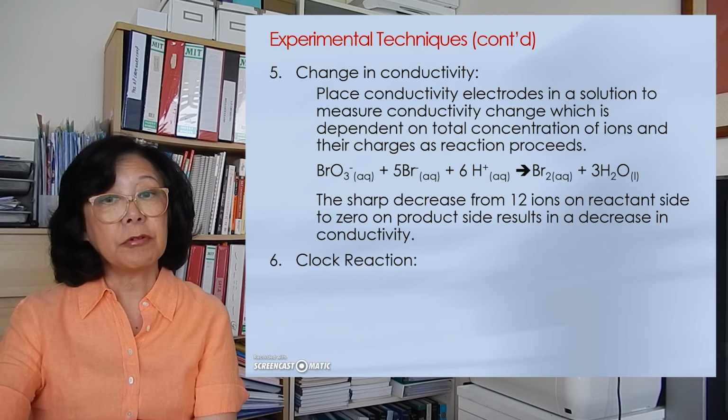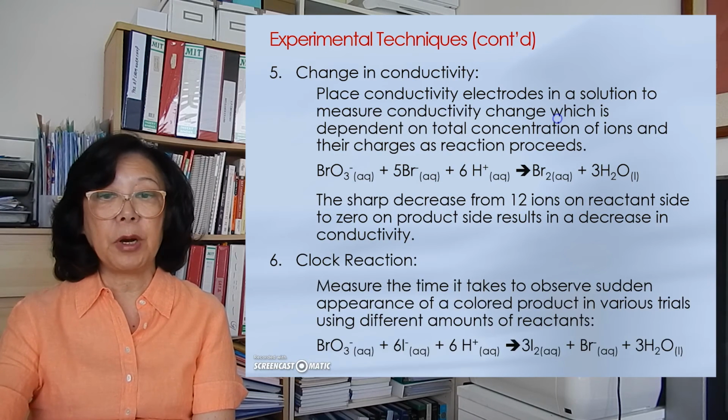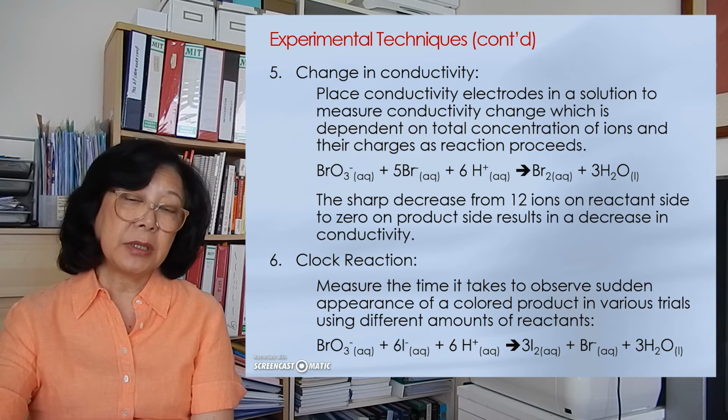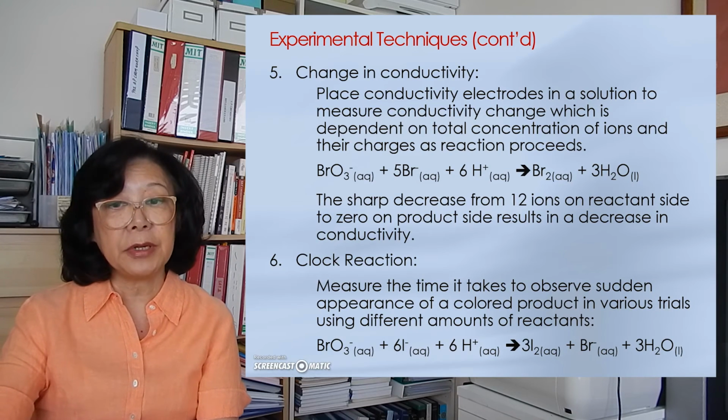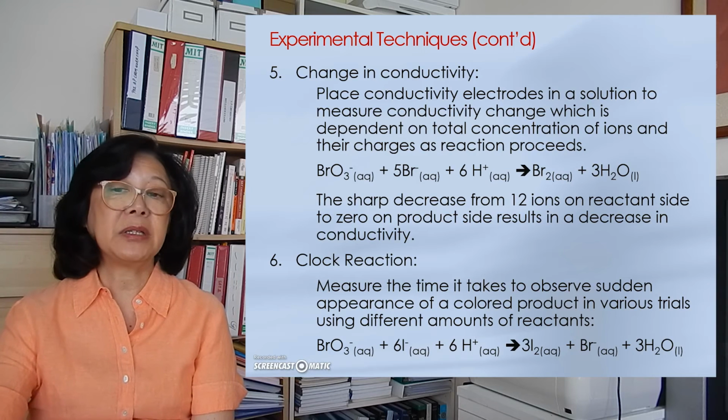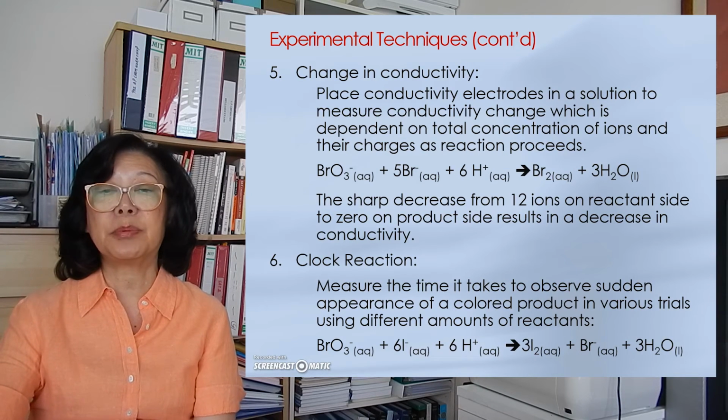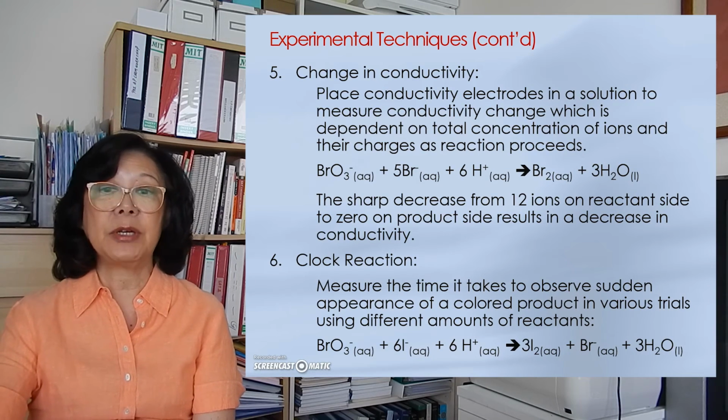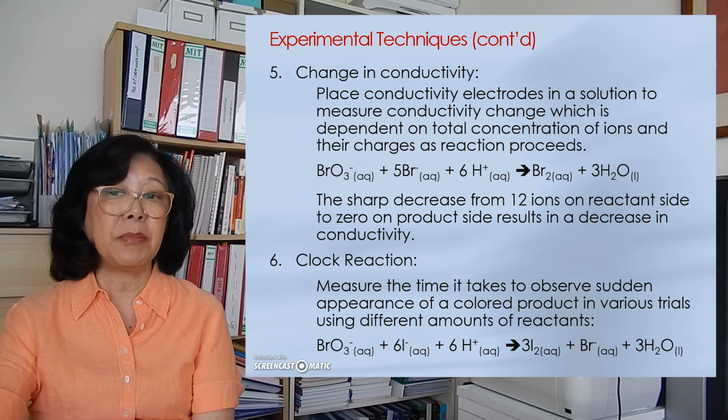Or we can use the clock reaction, which is very popular in most laboratories, where we measure the appearance of iodine by the sudden appearance of a purple color in the presence of starch, and then we can use a stopwatch to count the time it takes for the appearance of the purple color.